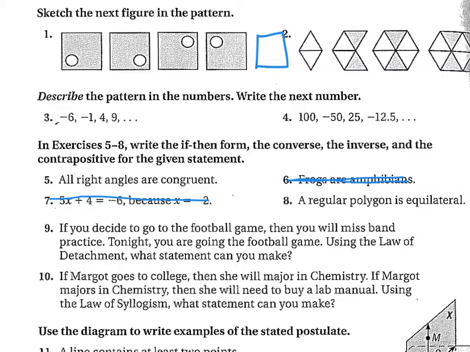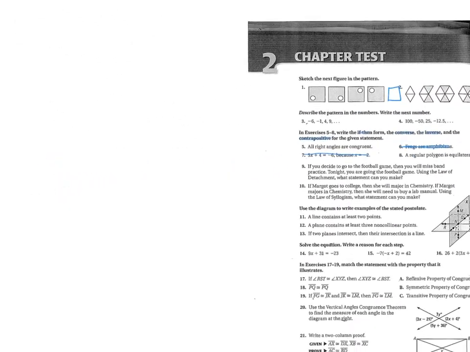Okay, guys, on the next two-part section, 5 through 8, I only want you to do number 5 and number 8. On each of these, we're going to write the if-then, the converse, the inverse, and the contrapositive. Now I'm going to shrink this and move it off to the side a second.